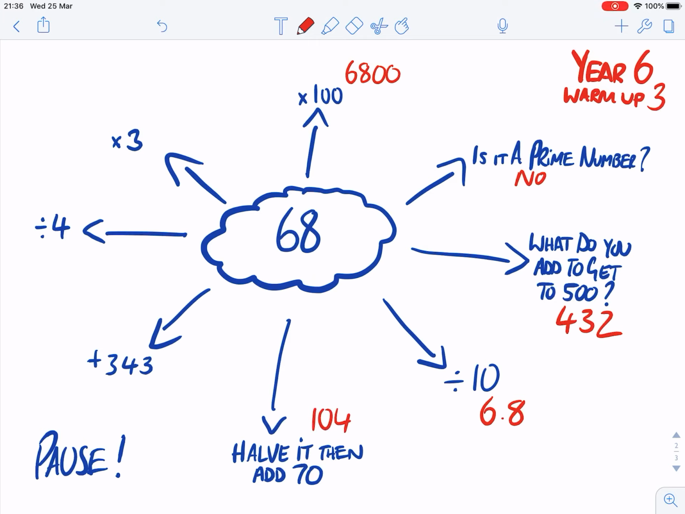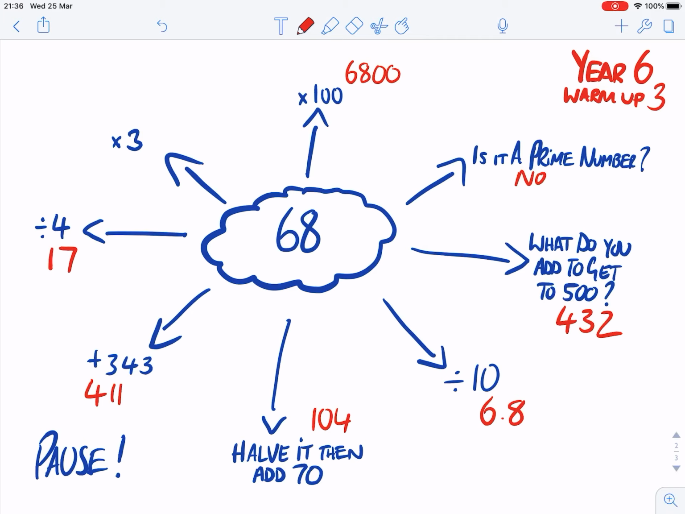Add on 343 to 68. So what I'm going to do, I'm going to add on 60 to the large number first, which would take me to 403. And then I'll add my 8 on to get up to 411. Divide by 4, so I'm asking myself how many 4s go into 68. And the answer is 17.